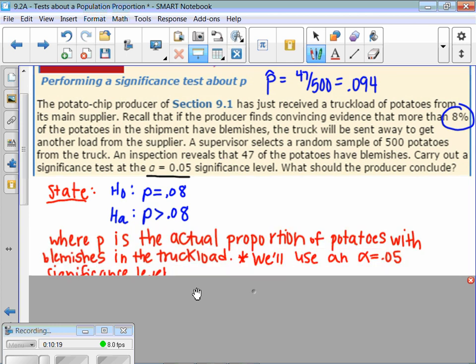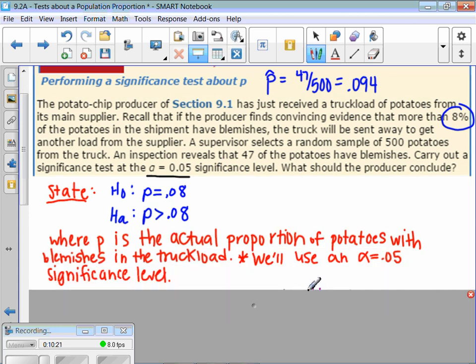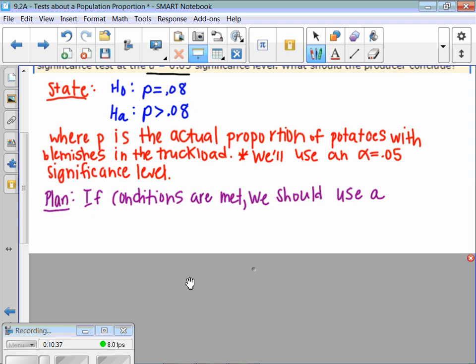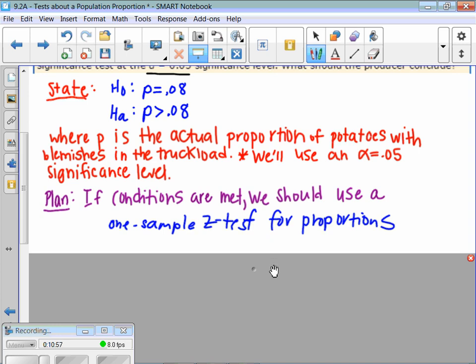We also need to define our p and state our significance level. So p is the actual proportion of potatoes with blemishes in the truckload, and we're going to use alpha equals 0.05. All right, now we have our plan. First for the plan, we have to state what kind of test we're doing. If conditions are met, we should use a one-sample z-test for proportions. Be sure you know the names of the tests. It'll also help you when we use our calculator.